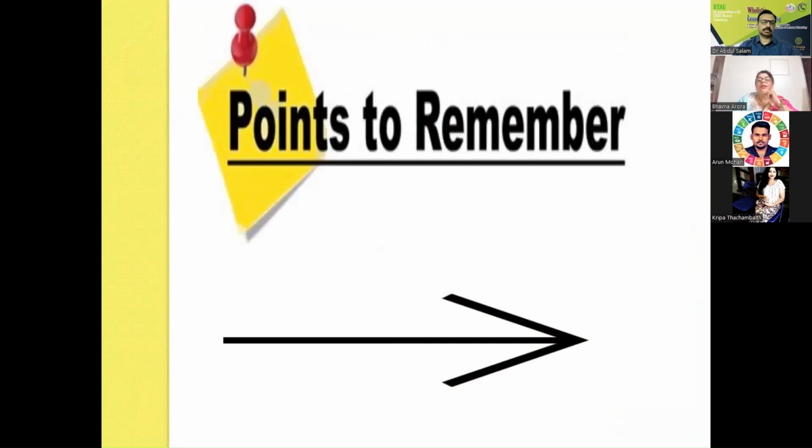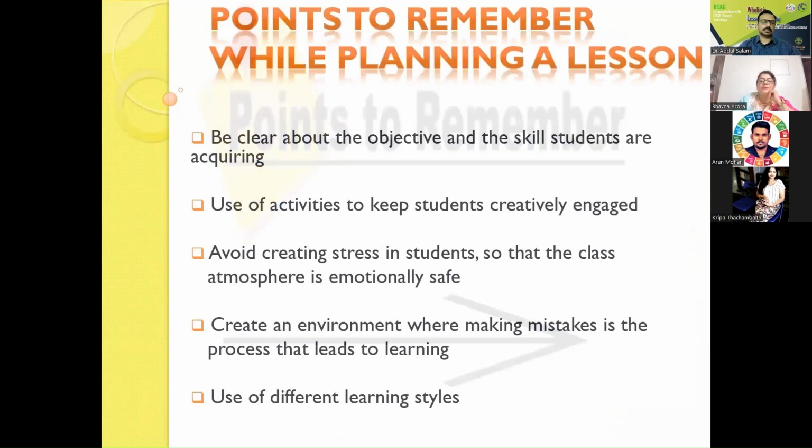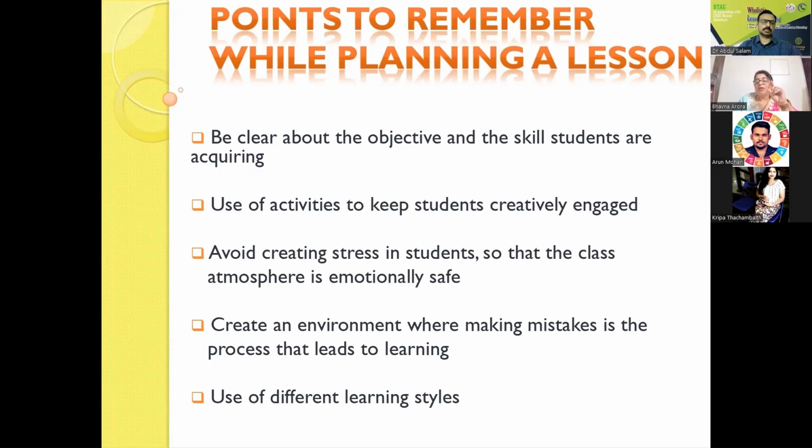Now, what are the important points to remember? While planning a lesson, be clear about the objective and the skill students are acquiring. So we need to be very clear with the objective and the skill. By this particular activity in this particular subject, which skill my students are going to acquire. It should be meaningful. It should be making sense.